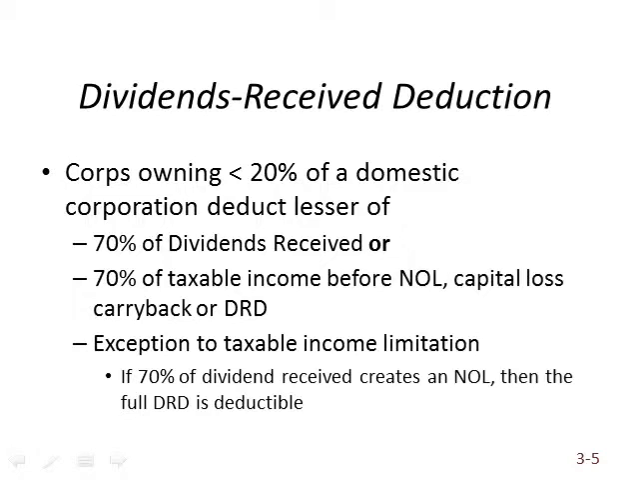So again, corporations owning less than 20% may deduct 70% of the dividends received, presuming there are no limitations that come into play, which we'll talk about. Then the exception to the taxable income limitation is that if 70% of the dividends received deduction creates a net operating loss, the full dividends received deduction is deductible. And all that's saying is that if a company had positive taxable income before taking into account the dividends received deduction, then they would be entitled to the full 70% of the dividends received, if the deduction creates a net operating loss.